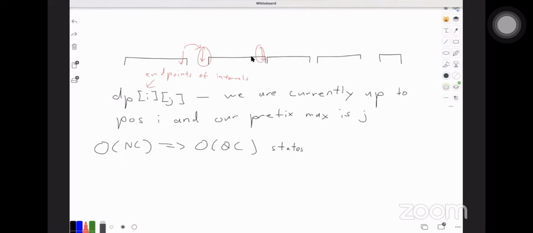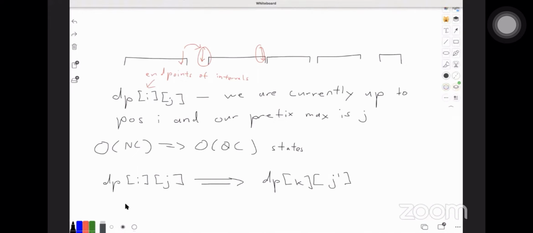Because these are disjoint intervals, the only possibility is we're going from some left endpoint to some right endpoint, or from some right endpoint to another left endpoint. And so let's say we're in this case, we're going from the left endpoint of the interval to its right endpoint. That means we're going from dynamic programming of i, j to the right endpoint, which is going to be dynamic programming of some new index k, and I'll say some j prime, some new prefix maximum.